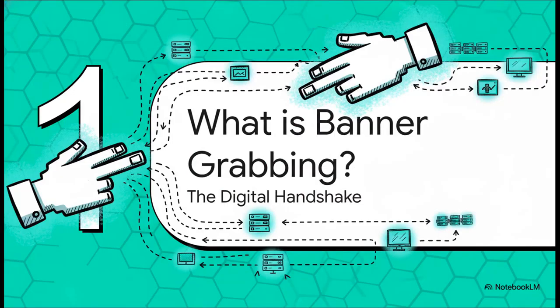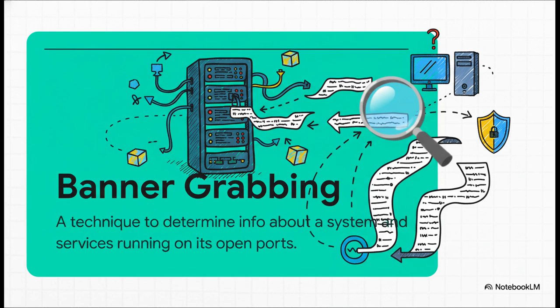So, first things first, what are we even talking about here? The best way to think about it is like a digital handshake. It's that very first moment of contact when one system reaches out to another across a network. Okay, let's get technical for just a second. Banner grabbing is the technique you use to figure out what kind of software and services are running on some computer out there. When you connect to one of its open ports, the service often sends back what's called a banner, basically just a text response with details, like the software's name and its version.